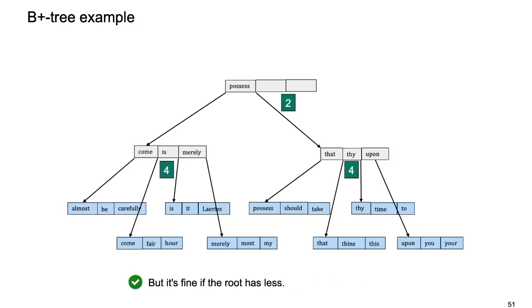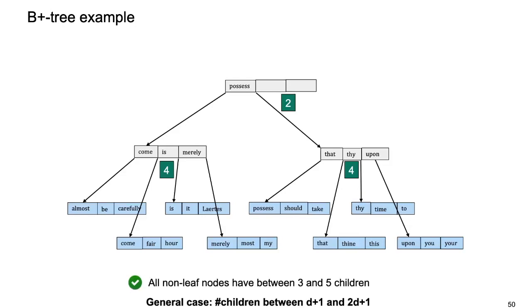The only exception is the root. The root can have less. It cannot have more, but the root is allowed to have less children. The minimum would be 2. I mean, if the root only has 1 child, then it's useless, right? So then you would remove it.